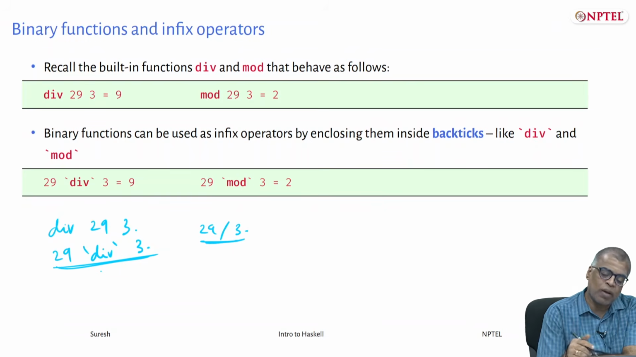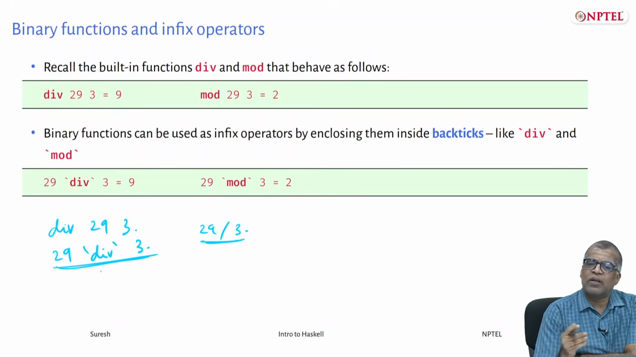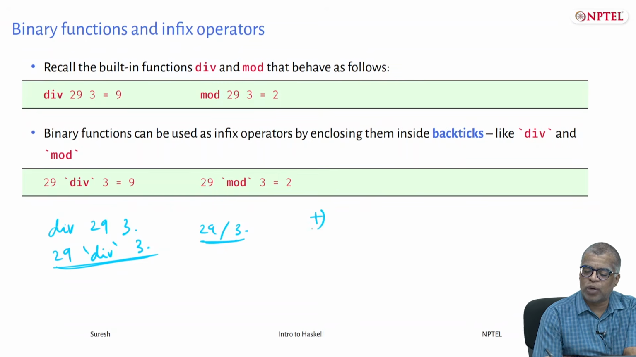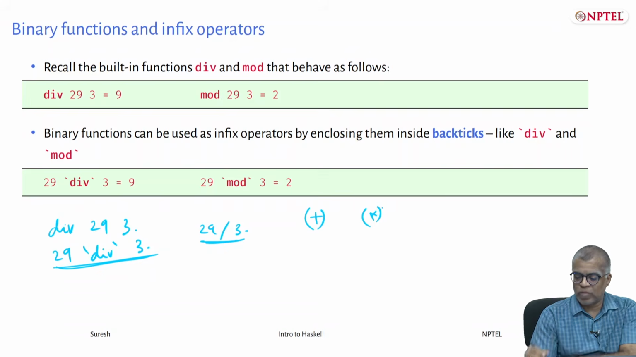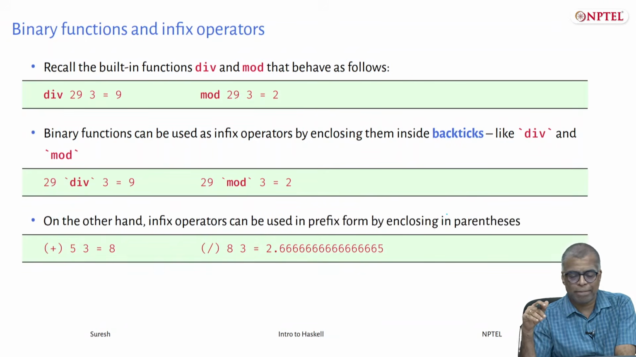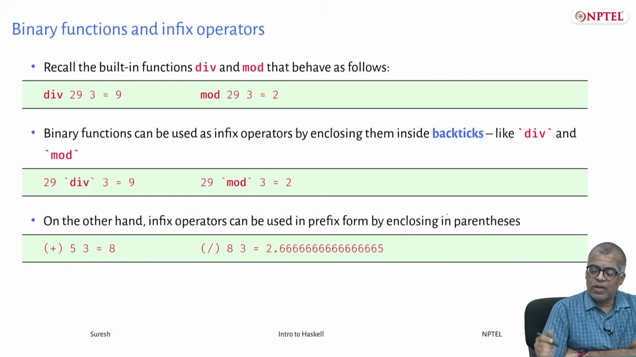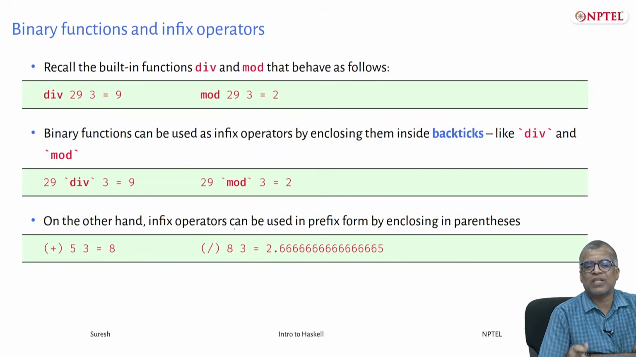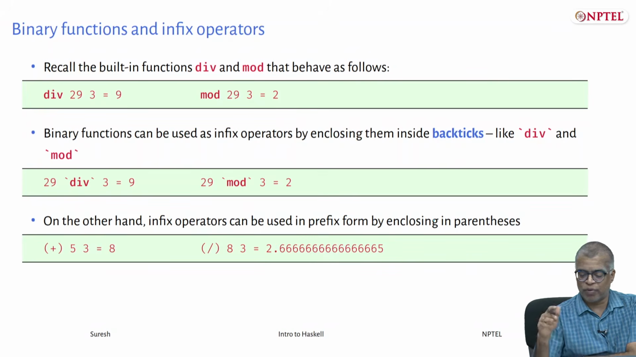Except that it is some named function, but you can always turn a named binary function into an operator by putting these backticks. And this is just the reverse of what we did earlier when we turned an operator into a function by putting plus, star, etc. inside parentheses. Specifically, we used not equal to, which is an operator, as a function by putting it inside parentheses. So infix operators can be used in prefix form by enclosing them in parentheses. You can say plus applied on 5 and 3, that will give you 8, slash applied on 8 and 3 will give you 2.6665 whatever.